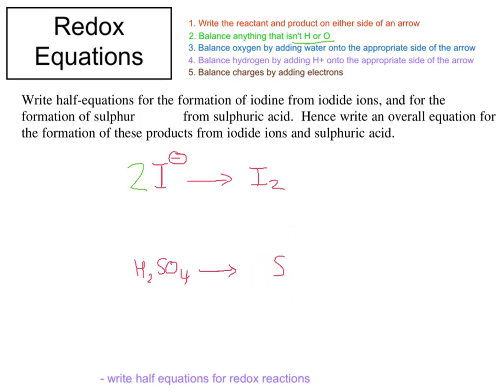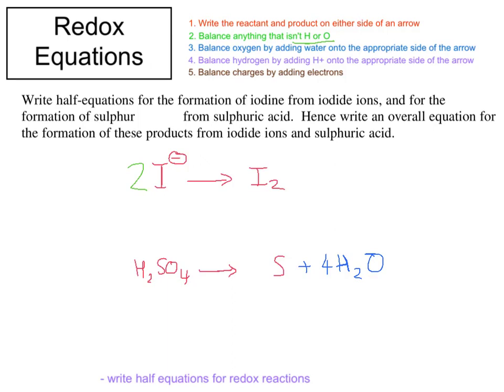Our next step says to balance oxygen by adding water onto the appropriate side of the arrow. So in our first equation, we haven't got any oxygen, so there's no need to add water. But in our second equation we've got 4 oxygens in sulfuric acid. That means that the left-hand side of this arrow has got 4 oxygens, whereas the right-hand side has got none. So we've got to add 4 waters, because each water has an oxygen, so we need to add 4 of them in order to have 4 oxygens on the right-hand side of our arrow.